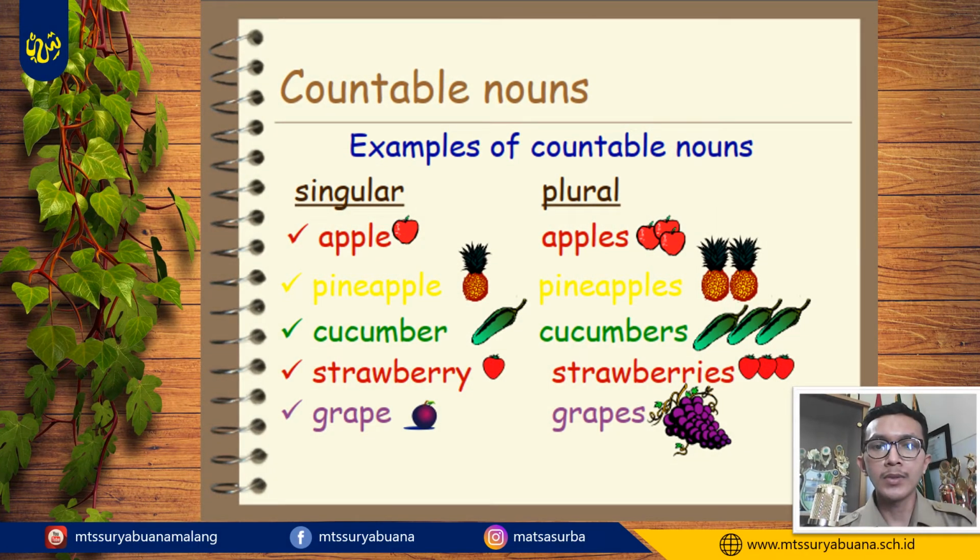This is an example of countable nouns. For singular: apple, pineapple, cucumber, strawberry, and grape. If you want to change these singular nouns into plural, meaning more than one, apple becomes apples, pineapple, pineapples, cucumber, cucumbers, strawberry, strawberries, grape, grapes. Something like that.